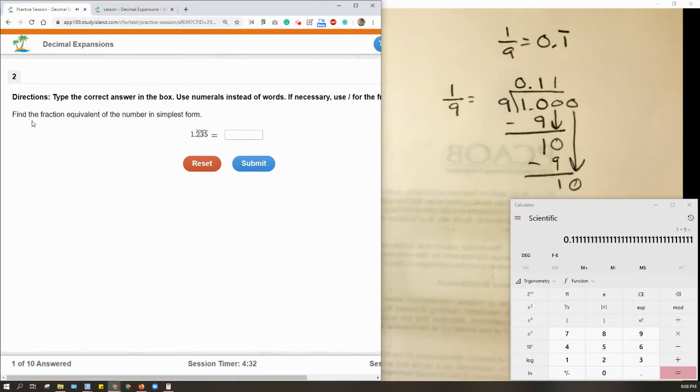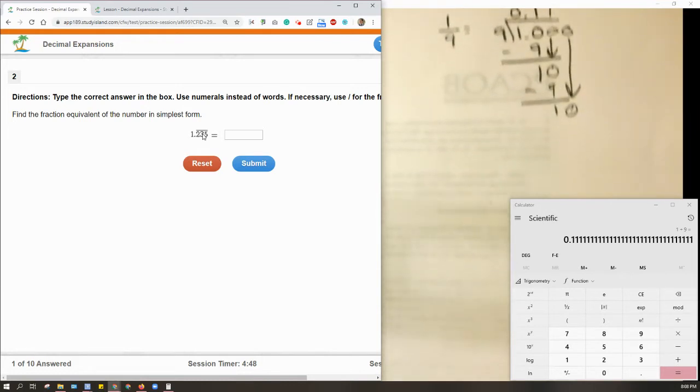Next question, number 2. Find the fraction equivalent of the number in simplest form. It's 1.235 repeating. So 1.235, 235, 235, 235. So how do you turn a repeating decimal into a fraction? There's a long way to go about it, but then I'm going to show you a shortcut.